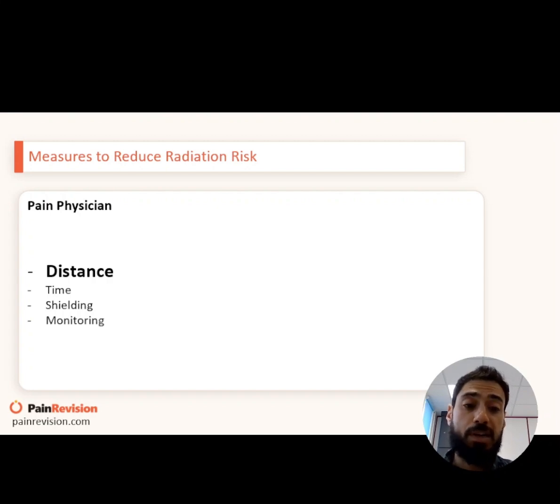Shielding, which we've spoken about, and then monitoring, which is in the form of dosimeters. And you can have two types of dosimeters. You have dosimeters which can be worn under the lead gown. So these are the ones that you'll classically have at the chest level, being under the lead apron.